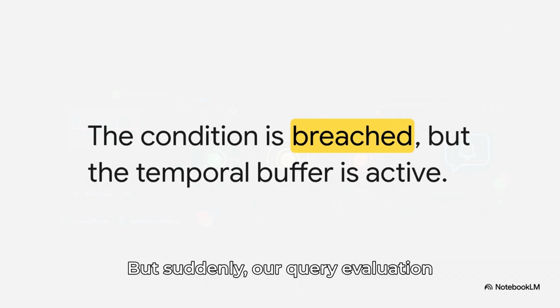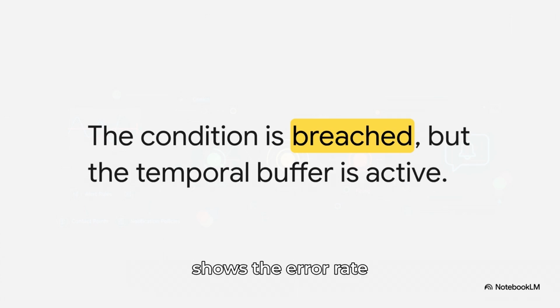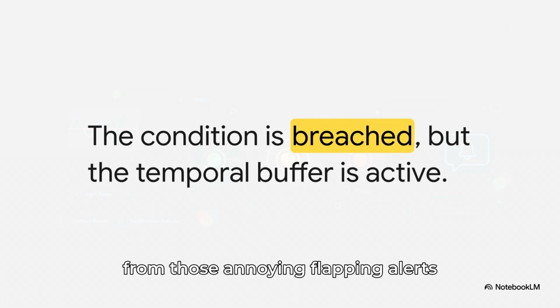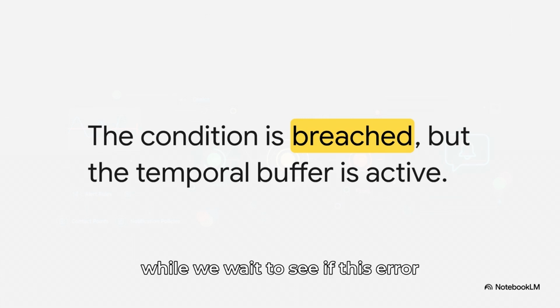But suddenly, our query evaluation shows the error rate has spiked to 7%. The threshold condition is officially breached. But notice the state here, it's pending. This is that crucial 5-minute for duration we configured earlier kicking in. This temporal buffer is active, basically protecting the engineer from those annoying flapping alerts, while we wait to see if this error rate sustains itself or if it's just a temporary little blip.